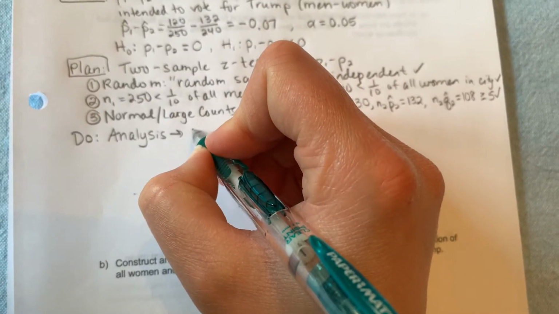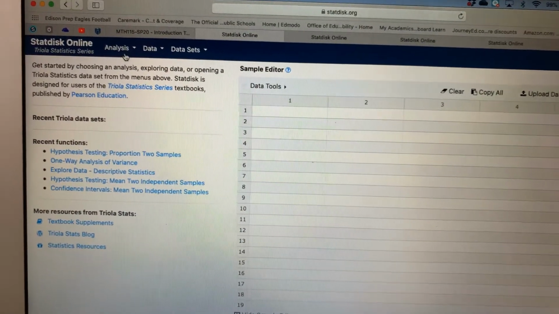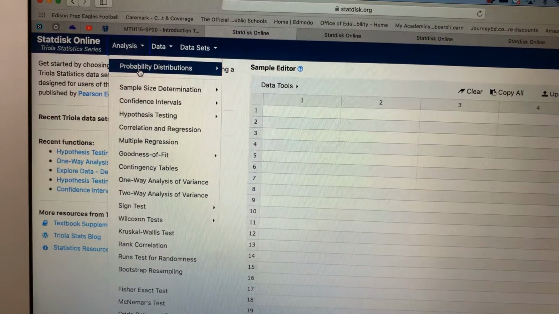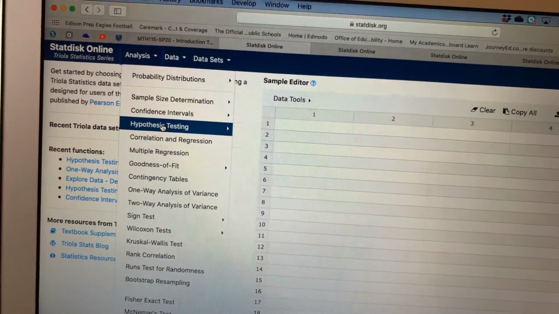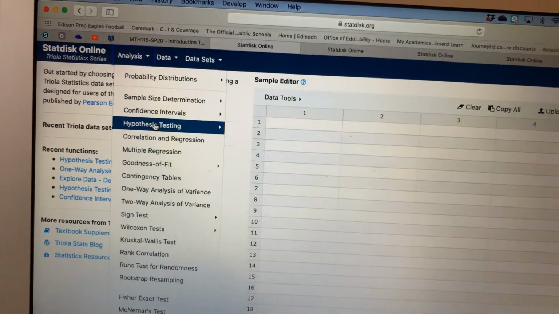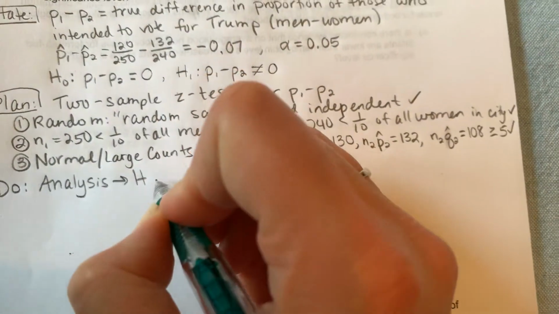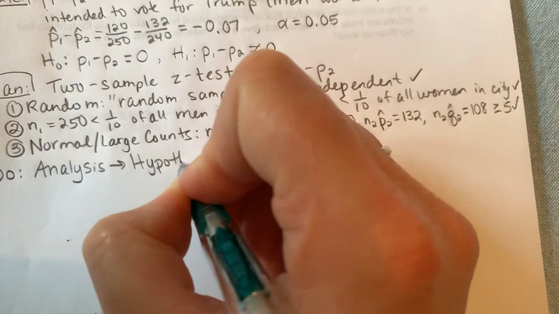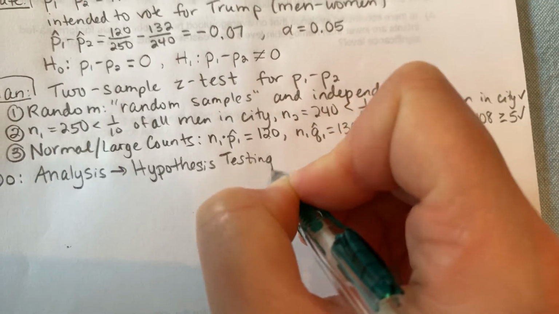So we'll go to StatDisk, and then let's see what our options are. We're going to go to Analysis up here. All right, so remember, are we doing a confidence interval or are we doing a hypothesis test? Well, we wrote out hypotheses, and they asked if we had convincing evidence. So we're doing a hypothesis test. So I'll write down that that was our next thing we clicked on. Hypothesis testing.